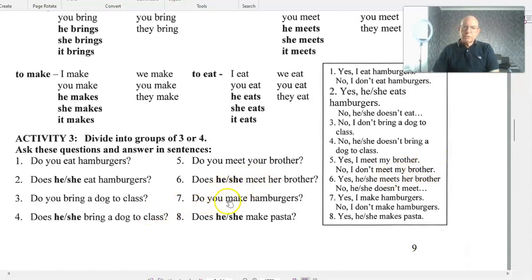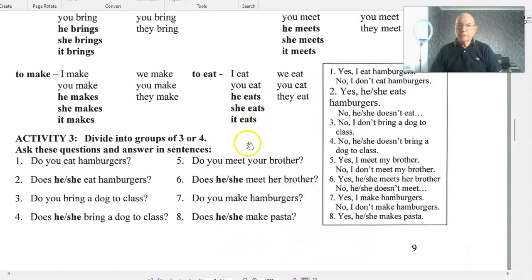And number 7, do you make hamburgers? That would be like cooking them, putting them together. And so yes, I make hamburgers. Or no, I don't make hamburgers. And 8, does he or she make pasta? Yes, she makes pasta. He or she makes pasta. Or no, he or she doesn't make pasta.